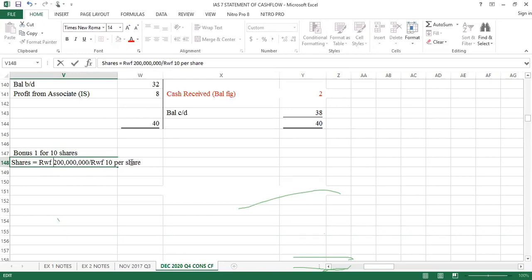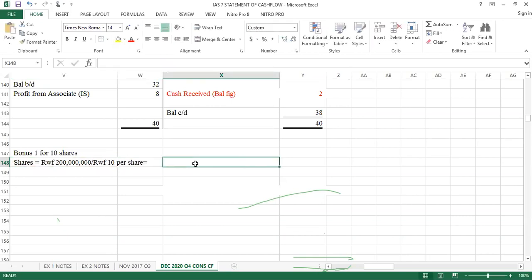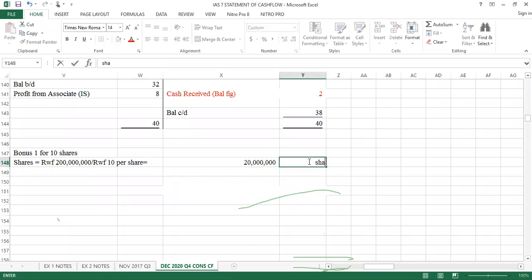So somebody has asked me to do that. So this gives you 200 divided by 10. Let me just write in full. Divide by 10. What does it give you? 20 million shares. So what will be the bonus shares?